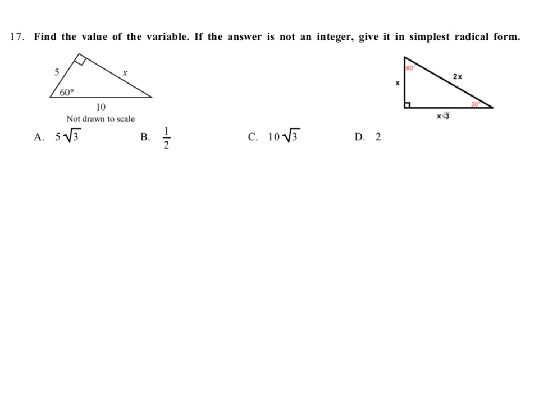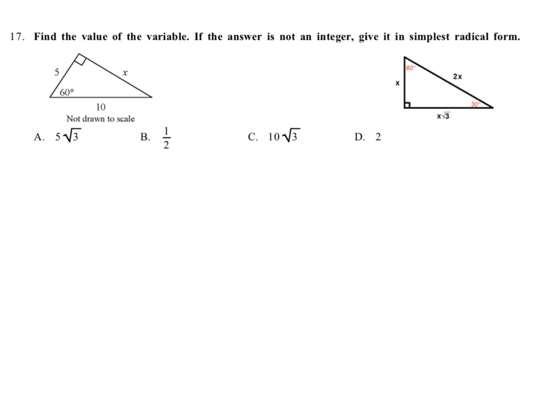All right, we're finding the value of the variable, and you can see that this triangle that they give us is not oriented the same way as the special right triangle, the 30, 60, 90 triangle that I've inserted on the right-hand side. It's not oriented the same. So what you've got to do is see which side matches with which.